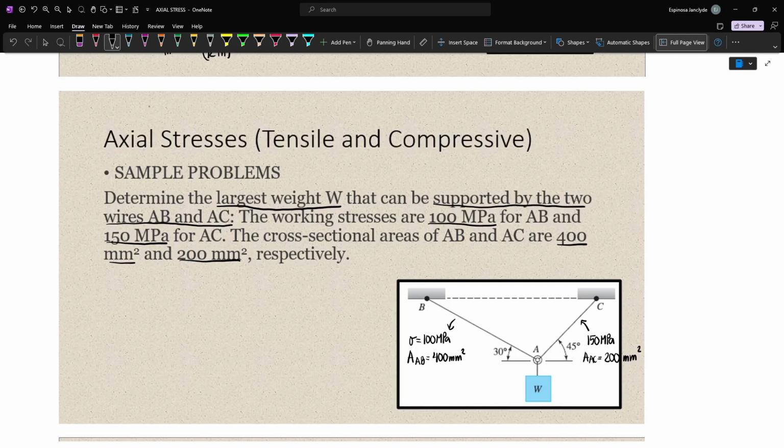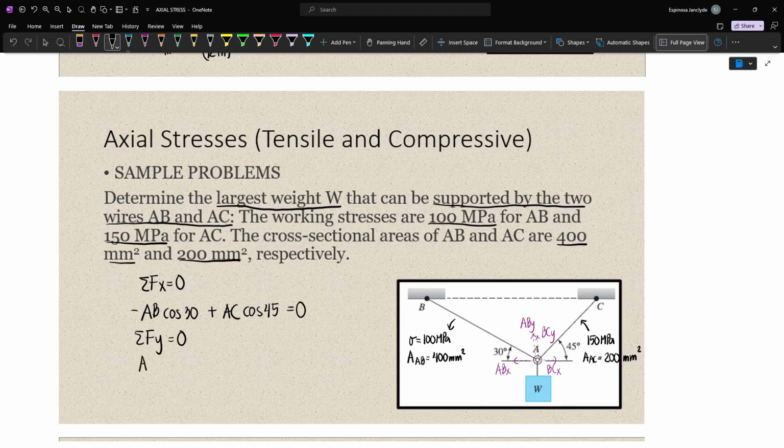Now, let's first resolve AB and AC into components. So for AB, we have vertical and horizontal components, which are ABY and ABX. And then for AC, we have ACY and ACX. Now, to solve this problem, we can just consider joint A, and then we'll sum up forces vertical and horizontal. Summing up forces horizontal, we have minus AB cos 30, because our component is going to the left, plus AC cos 45, and that's equal to 0, because we don't have any horizontal external forces.